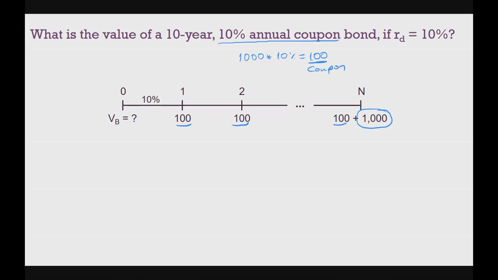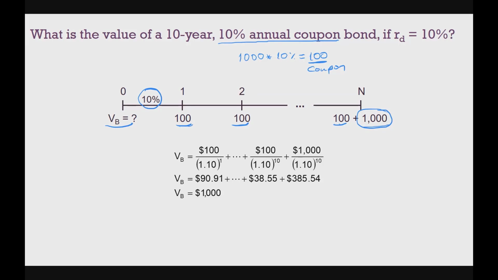So these are the coupons. This is the par value. This is the interest rate, and we are asked to calculate the value of the bond. The first way to calculate the value is to take the present value one by one.